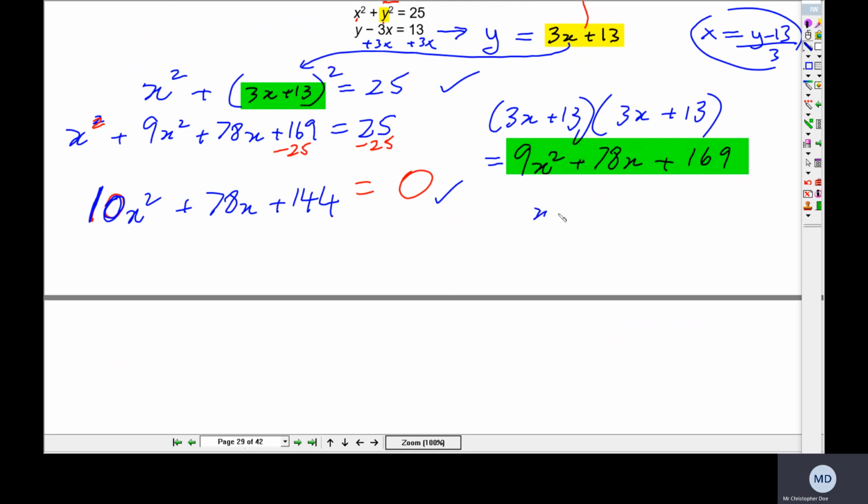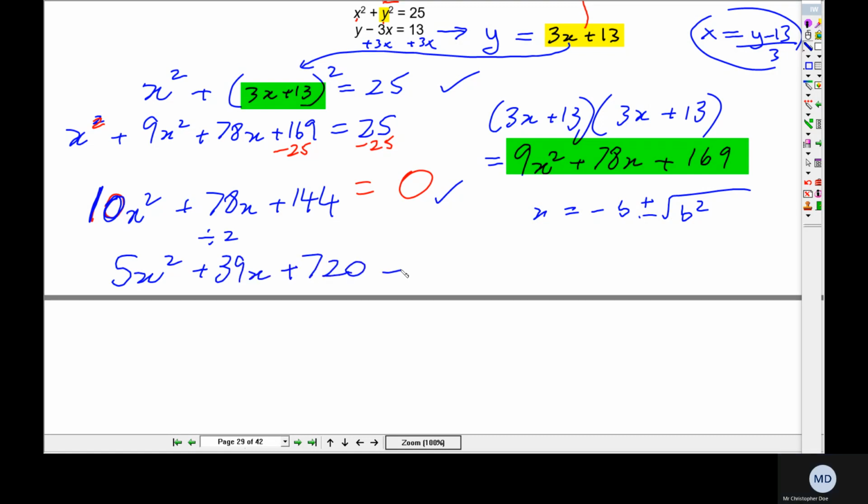You can use the formula to help you solve this, but you don't need to. You could factorise. But I'm going to first of all see I've got even number, even number, even number. So I'm going to make the numbers lower by dividing everything by 2, the whole thing. So I'm going to go for 5x squared plus 39x plus 72. This is still a difficult question because the numbers are large. So you might be better off using the formula.